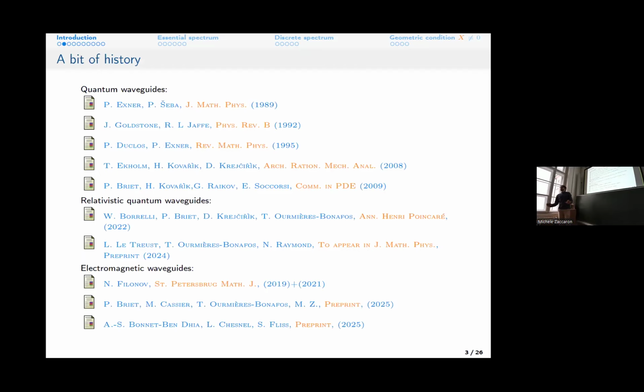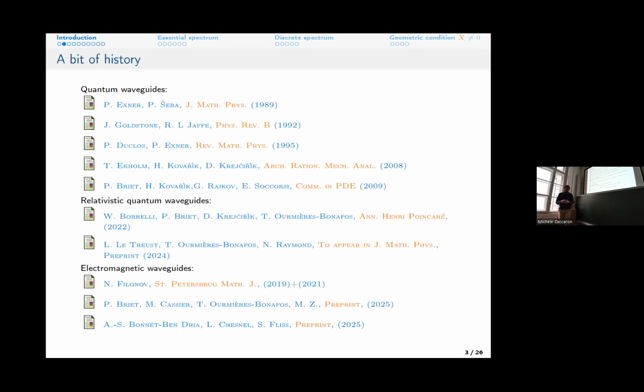Regarding the spectral study of waveguides, it started between 30 and 40 years ago. I would like to mention one seminal work in this area by Exner and Šeba, both from here and from the Czech Republic. And since then, quantum waveguides deal with the underlying Hamiltonian operator, which, let's say, is the Laplacian. Usually, it's the Laplacian. Since then, there have been numerous results in this setting, and there continue to be.